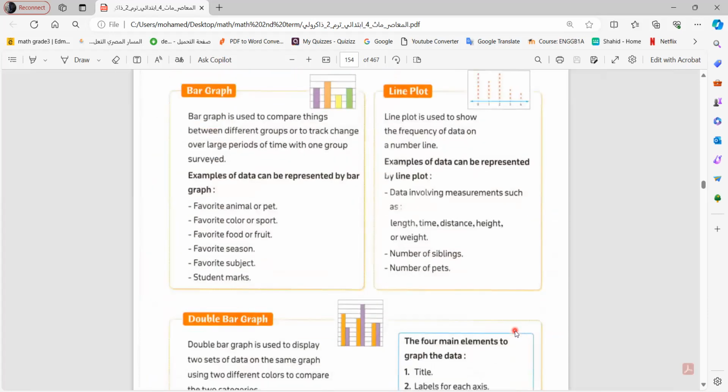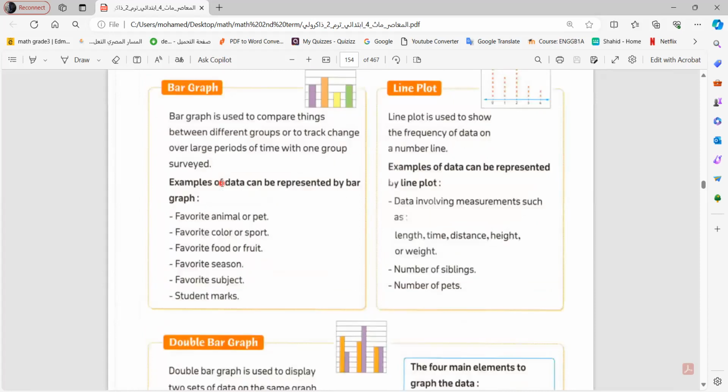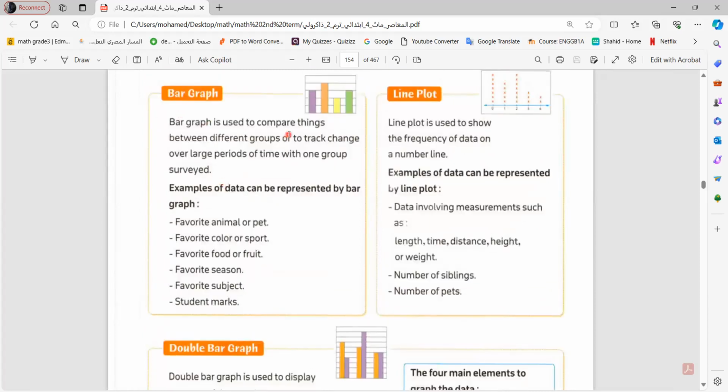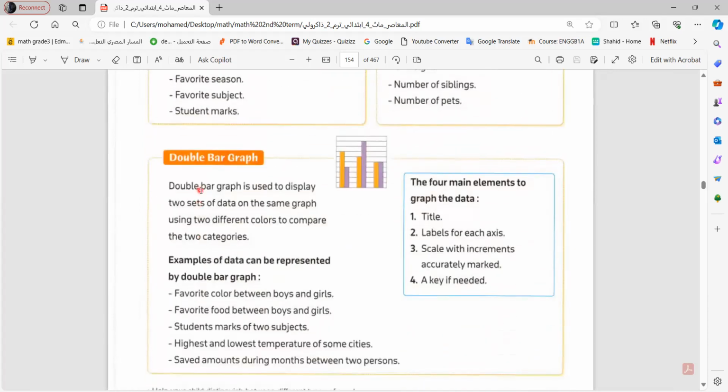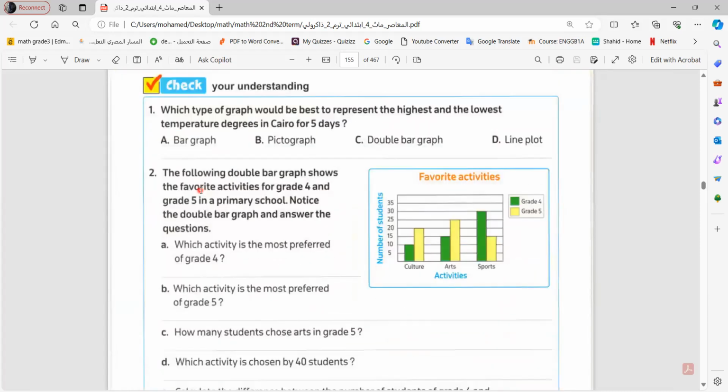Let's mention something here one more time. We mentioned before that if I want to talk about the bar graph, that means I compare between one group and one thing, one item. But when I talk about line plot, I compare between numbers and other numbers. Double bar graph, I'm talking about one item, but for two different groups. Easy? Look at here.